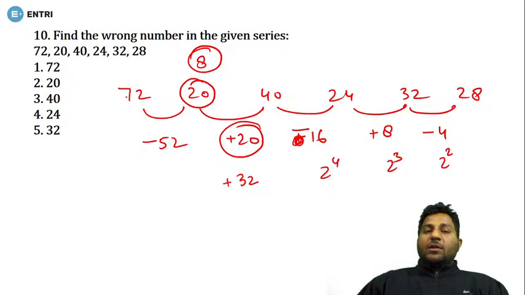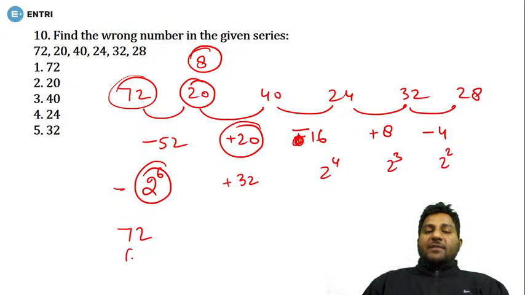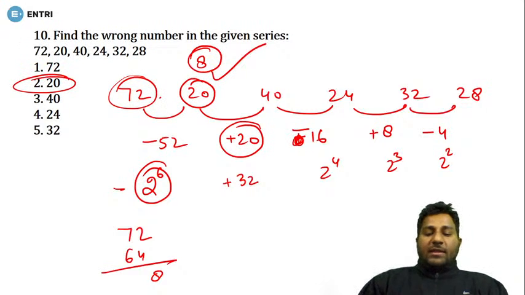So let's match whether this condition is matching or not. The next one must be 2 to the power 6 subtracted. So from 72, if you subtract 64, you are left with 8. So 8 is matching, and clearly 20 is the wrong number in that place. So that's how you pick that question.